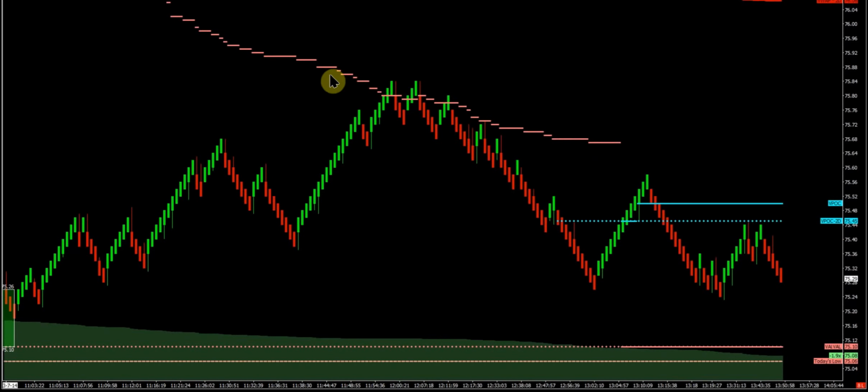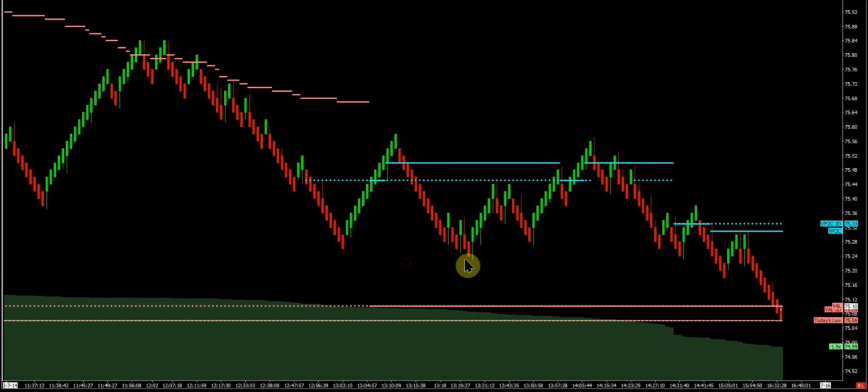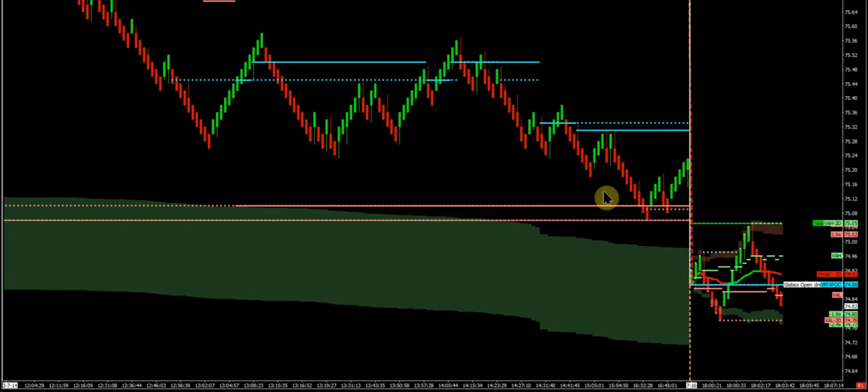Or short it if you wanted to. Short value area low, coming down, coming down, coming down. Boom, and then you get it at the end. At the end of the day, it's $2,000. That was a $2,000 day.